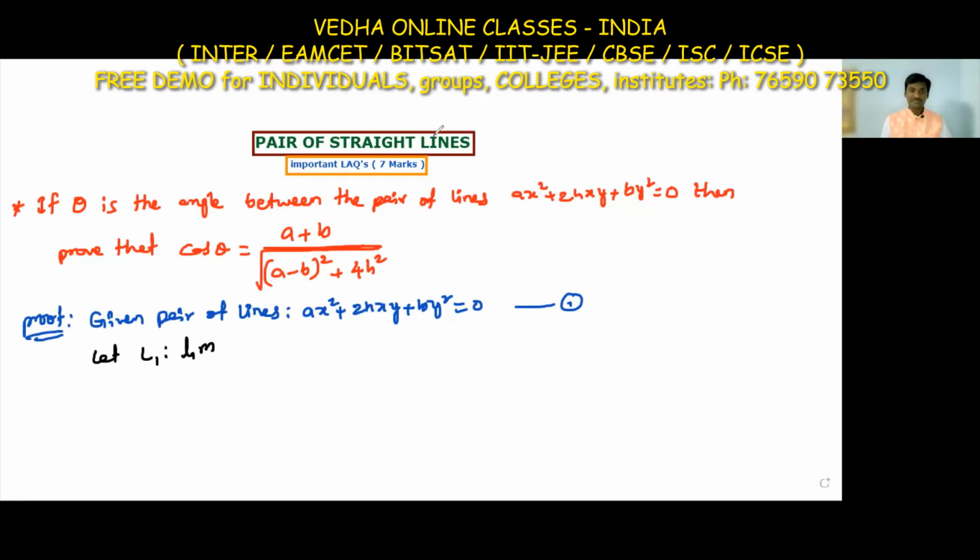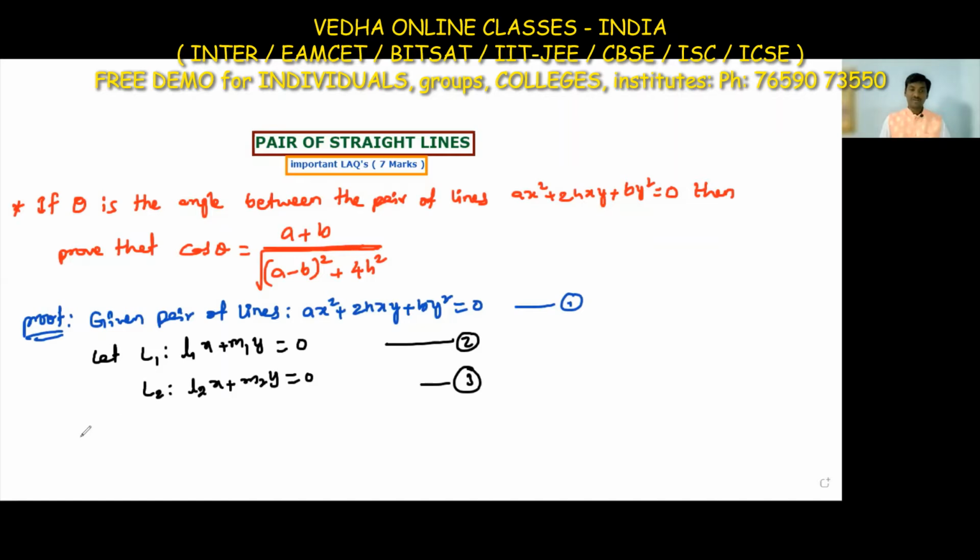plus M1y is equal to 0 is one line, and L2 is another line. So here the equation is L2x plus M2y is equal to 0. Equation 2 and equation 3. If we multiply equations 2 and 3, we get equation 1. So always the pair of lines is a product of two straight lines.